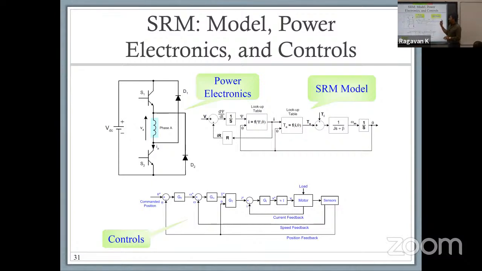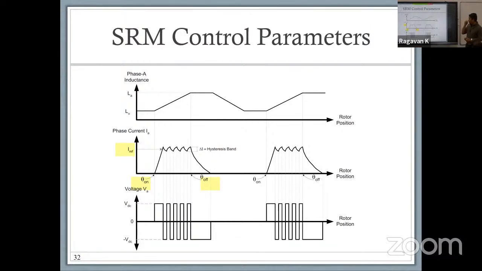So this is a simplistic breakdown of what this topology looks like. And this is the feedback loop. If you're designing control for a switch reluctance machine, this is the feedback loop you get. Based on that, the converter current essentially looks like a choppy trapezoidal waveform. Why? Because what we're doing is called hysteresis control.